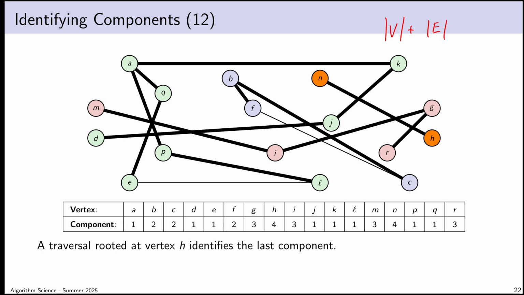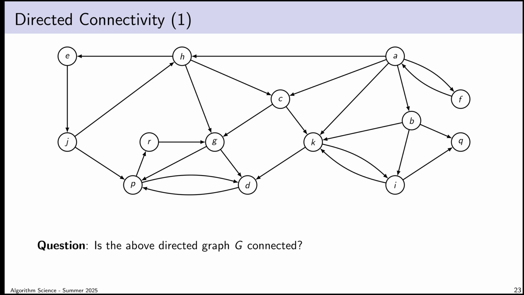So let's talk about directed graphs. Here is a directed graph. Is it connected? Well, that's a hard question because we don't know what connectivity is, and it's going to become clear pretty quickly that our definitions for connectivity don't make sense on directed graphs as they are written for undirected ones.